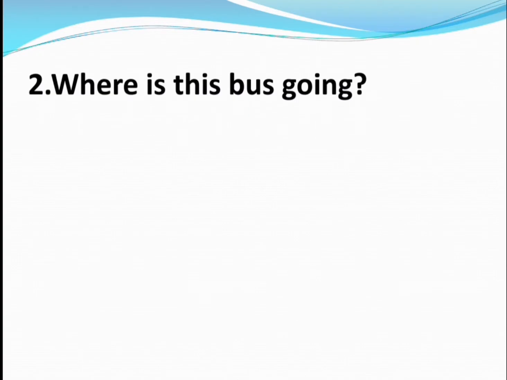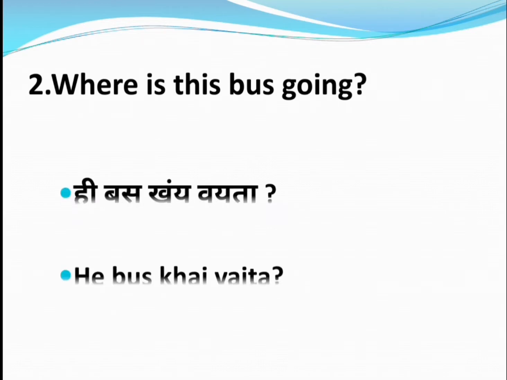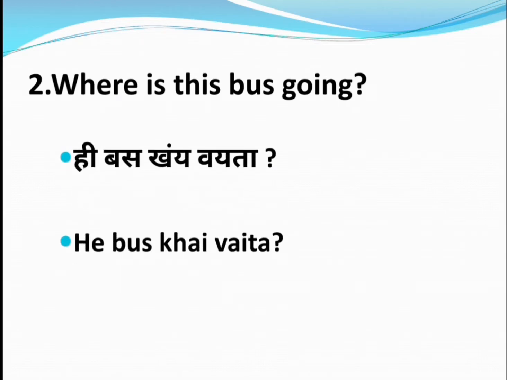Let's see the next question. Where is this bus going? In Konkani we ask is ही बस खंय वयता? खंय means where, वयता means going.